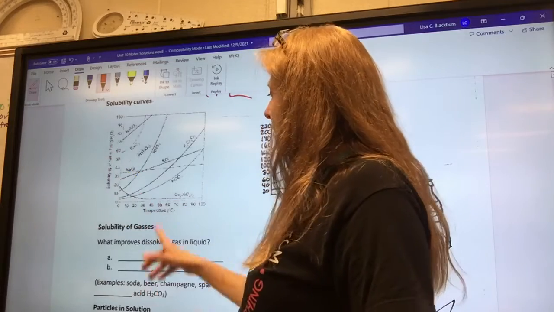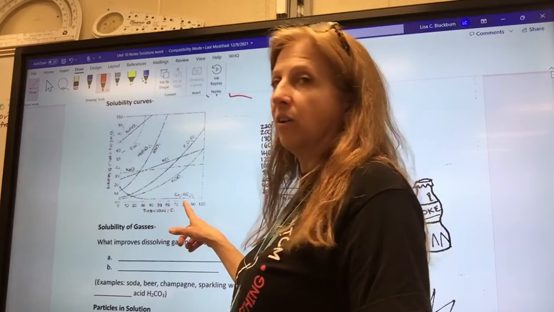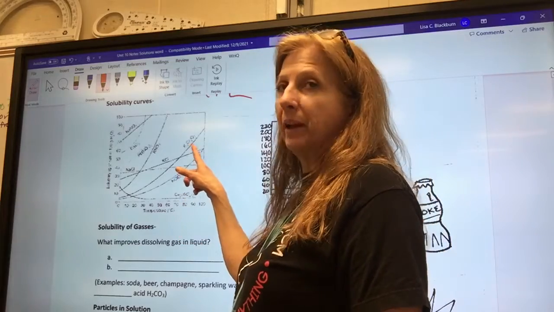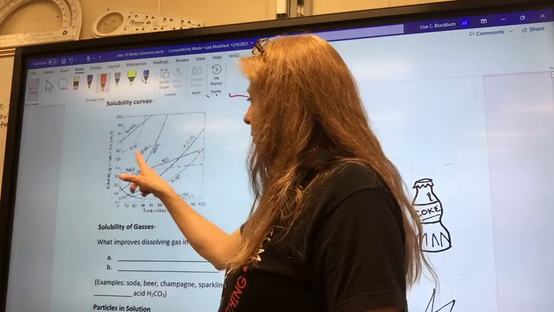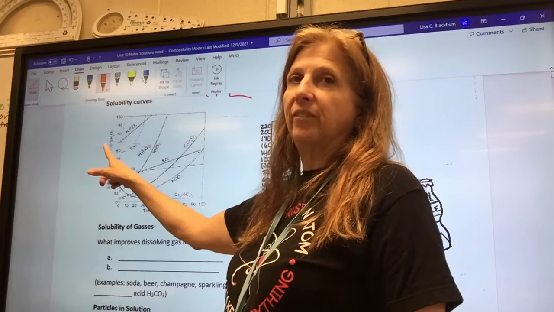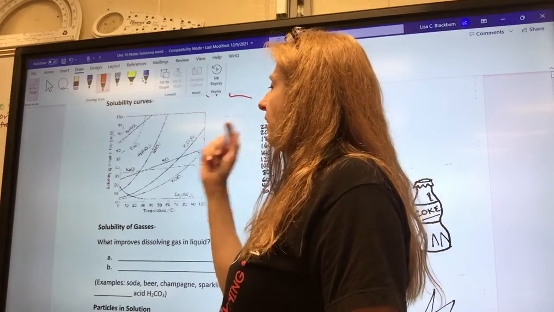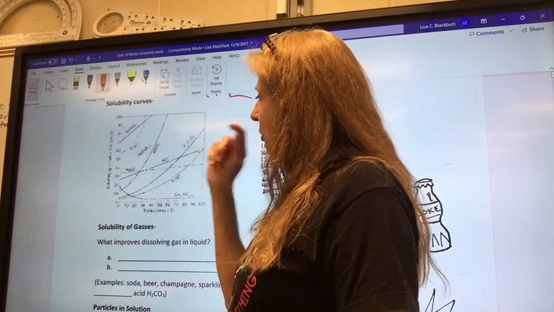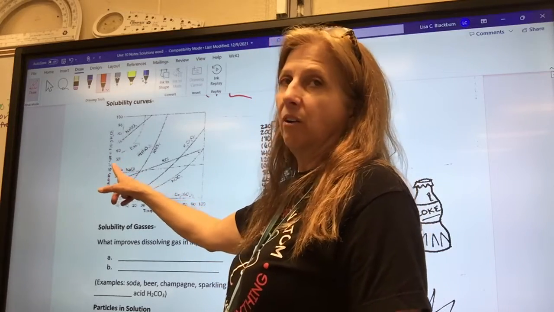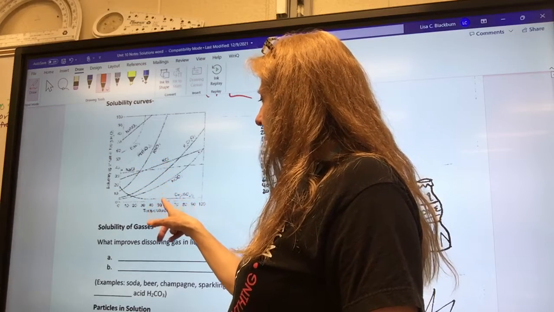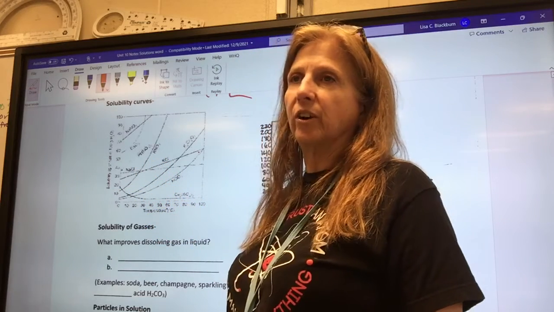If I wanted to know how much potassium chloride dissolved at 80 degrees, I would look at 80 degrees, go up and hit the line, and then go over, and I see that it's 55. Or it might say, what temperature does it need to get 40 grams to dissolve? You go from 40 grams over to potassium chloride, go down, and it looks like it's 55 degrees.